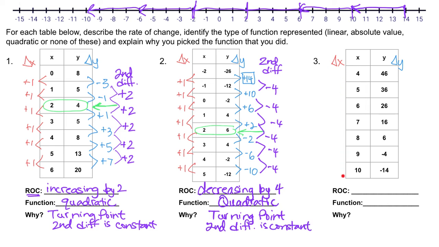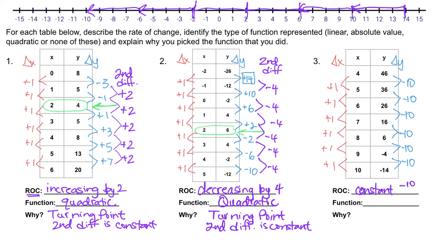For question 3, find the change in x and change in y. So you can see that your change in x's are constant of 1, and your change in y's are also constant of -10. So here we can say that our rate of change is constant, -10 over 1. And what does a constant rate of change tell us? That this is a linear function. And the reason it is, is because we have a constant rate of change.